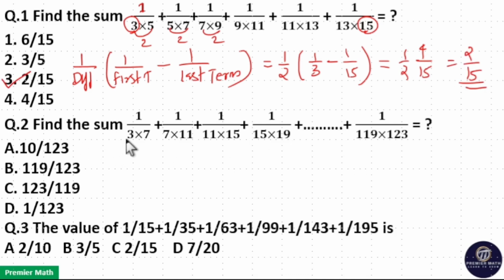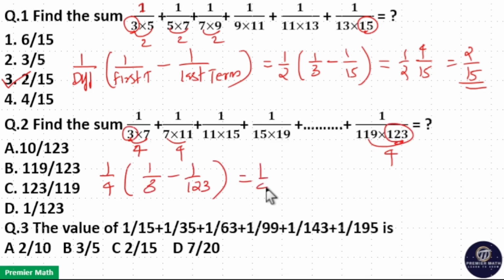In the second case, here the difference is 4. The difference is 4, so write 1 by 4. And first term is 3, last term is 123. So write 1 by 3 minus 1 by 123. Here the LCM of 3 and 123 is 123. 3 goes 41 times in 123, and 123 goes 1 time in 123. So 41 minus 1 is 40 in the numerator. 4 goes 10 times in 40. So your answer is 10 by 123. Option A is your answer.